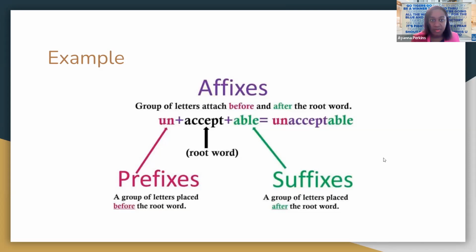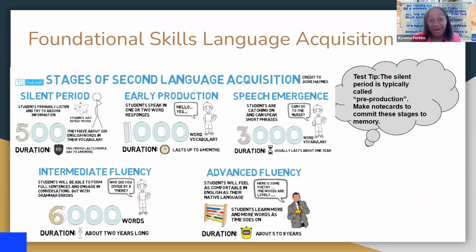The next piece that I'm going to very quickly go over, because I'm looking at the time right now, are the foundational skills of language acquisition. Now, I need you all to hear me on this, all right? This is challenging only because there are many ways that the stages of second language acquisition are explained. So let's say you have a student whose first language is not English, then they go through different phases. They might be able to actually speak some words, but not many words. They might mix their words up.